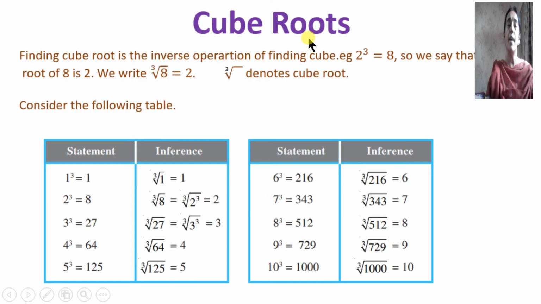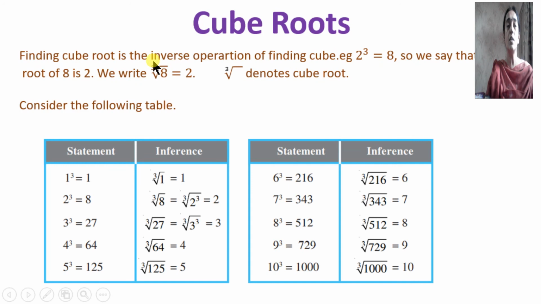Now, as in square root, we had studied that finding the square root of a number is the inverse operation of finding square. Similarly, here also finding the cube root is the inverse operation of finding cube. For example, we have 2 cube as 8. You know that 2 into 2 into 2 is 8. So we can say that cube root of 8 is 2. That means inverse operation, cube root.